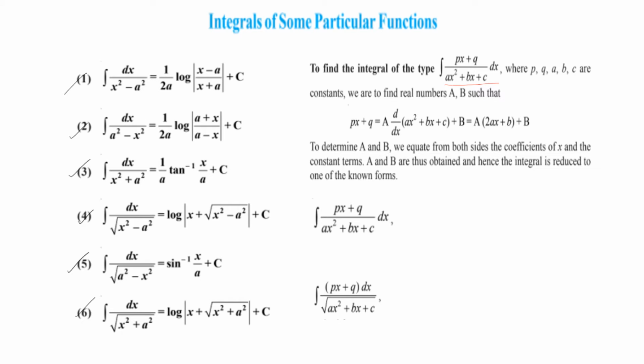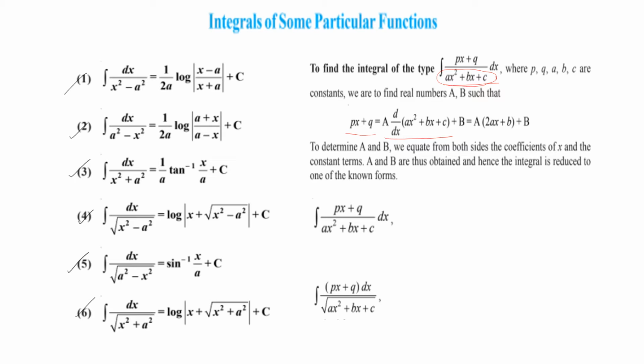See, px plus q is a linear and ax square plus bx plus c is a quadratic, where p, q, a, b, c are constants, right? Either it is of this form or it is of this form, like linear upon under root quadratic. So in both cases, what we need to do is we need to put the linear as A times d dx of your denominator. Okay, A times d dx of denominator, the quadratic one. In this case also the quadratic without square root. Okay, so you just need to take A times d dx of quadratic plus B.